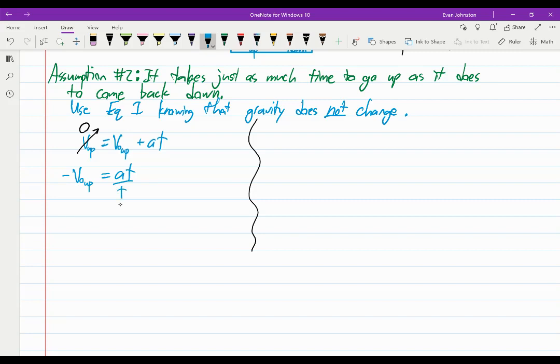Well, then I would just divide by T on both sides. If I divide by T on this side and T on this side, the 2 T's here and here would cancel. And so really I can just leave it like that. All right, so that's it. That's my left side. Pretty simple, pretty easy.